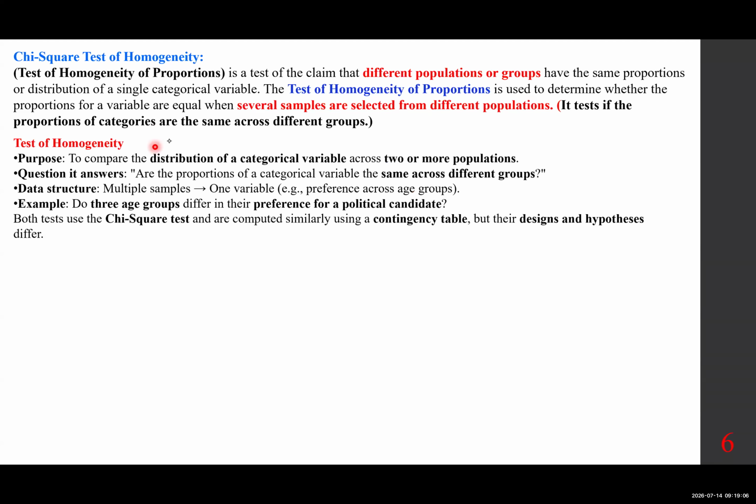For the test of homogeneity, the purpose is to compare the distribution of a categorical variable across two or more populations. Question: it answers, are the proportions of a categorical variable the same across different groups? Data structure: multiple samples, one variable. Example: preference across age groups. Do three age groups differ in their preferences for a political candidate? Both tests use the chi-square test and are computed similarly using a contingency table, but their design and hypotheses differ.